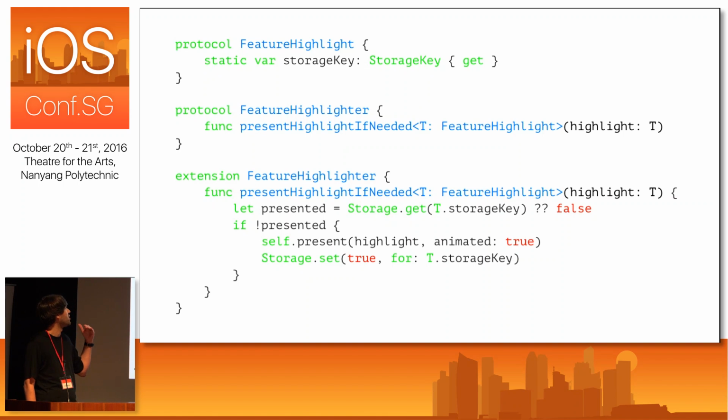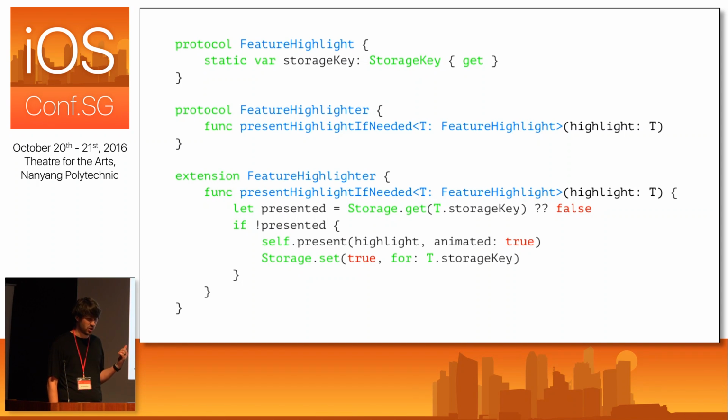So first we have this FeatureHighlight, which defines one of the view controllers used, that pops up and has the information on how to use it, an OK button and stuff like this. And all it has to define is a storage key, which for us is a lightweight wrapper around NSUserDefaults to just make it work with generics. And that storage key just represents whether or not it's been presented.